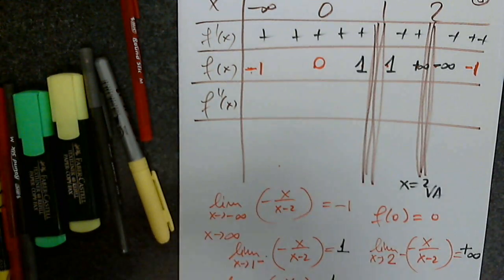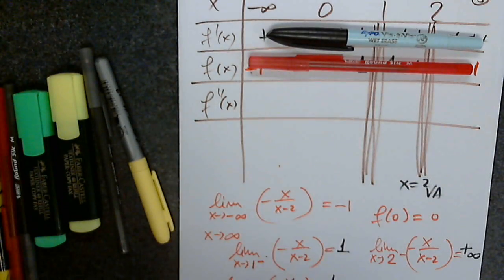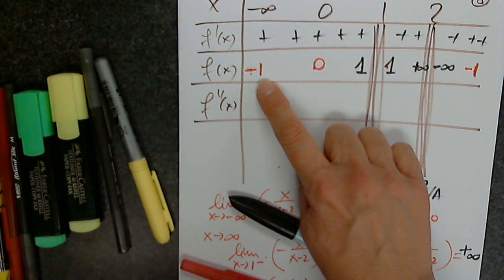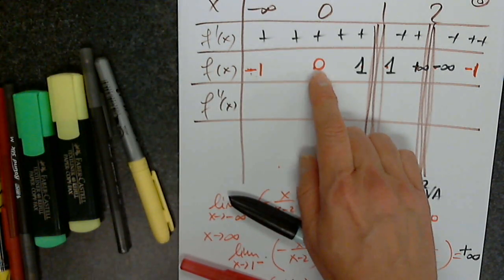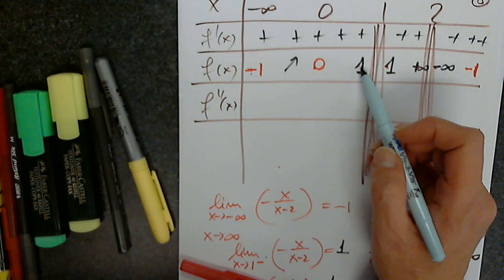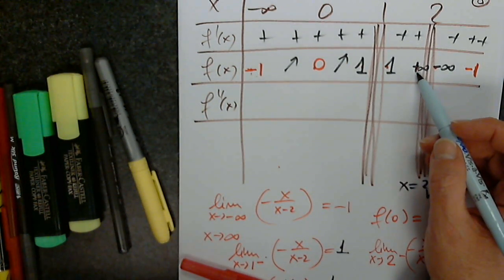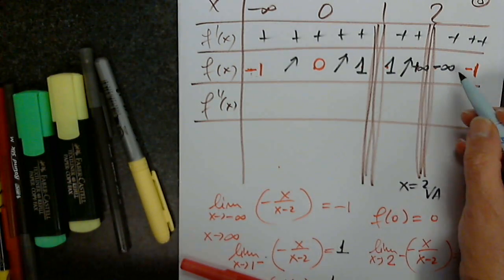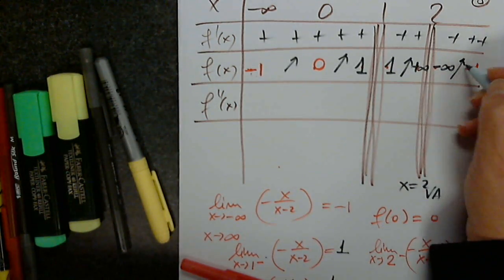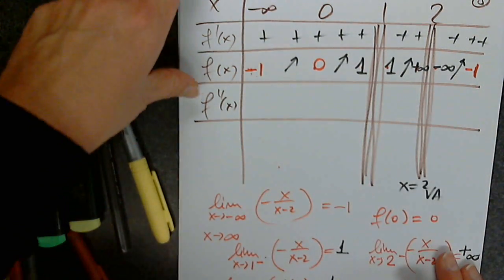Let's check. Make sure that these two work well together. If they don't, there is a mistake. From -1 to 0, is the function increasing? Good. Is it increasing from 0 to 1? Good. Is it increasing from 1 to infinity? Is it increasing from negative infinity to -1? Good. So far, so good. Now I have to find this.